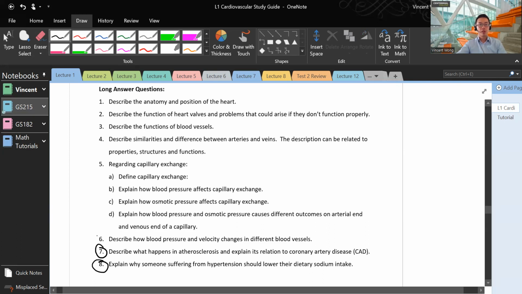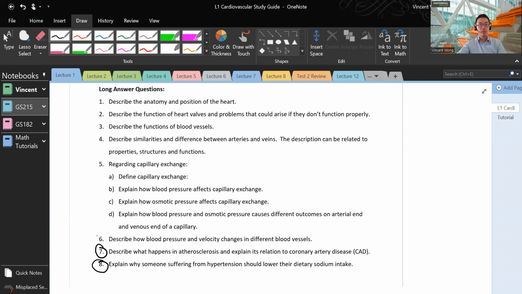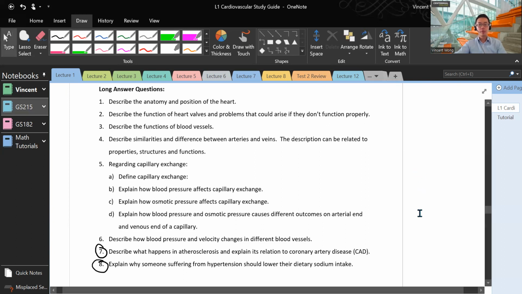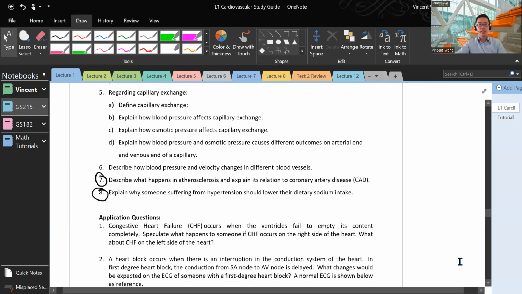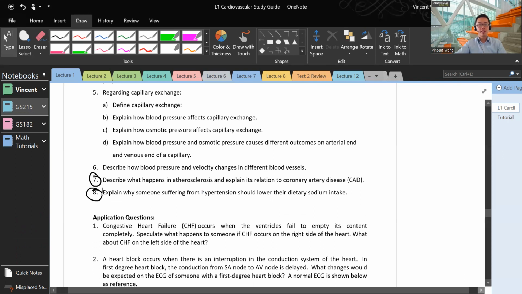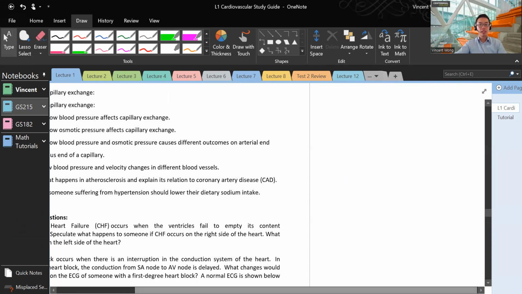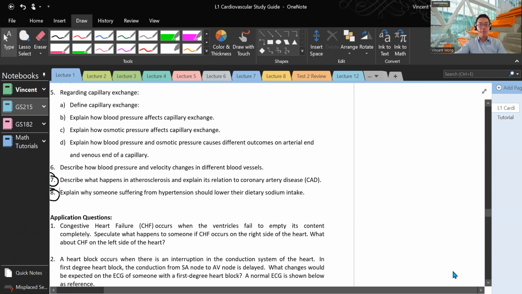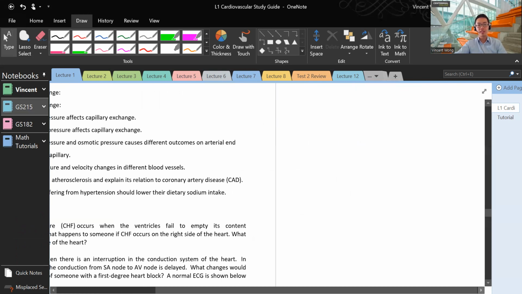I think the rest are pretty self-explanatory. Okay, why don't we start with 7 and 8 first? And if you guys have more requests, we'll do that. Number 7. Describe what happens in atherosclerosis and explain its relation to coronary artery disease.